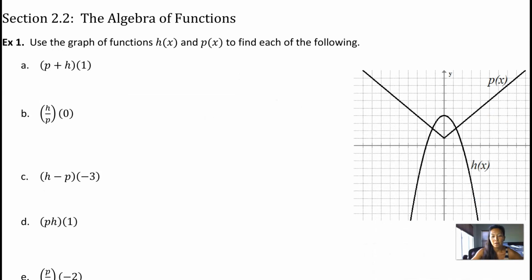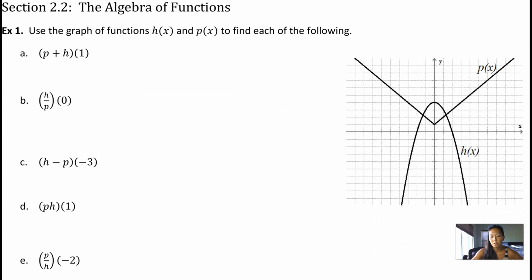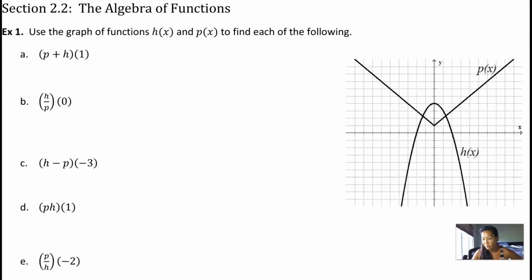All right, so now we're going to move on to section 2.2, the algebra functions. The algebra functions are pretty straightforward. What it's just saying is if you look at a graph and you've got two functions and you want to add them, divide them, subtract them or multiply them, you can do that. You just multiply the outputs, or add the outputs, or divide the outputs.